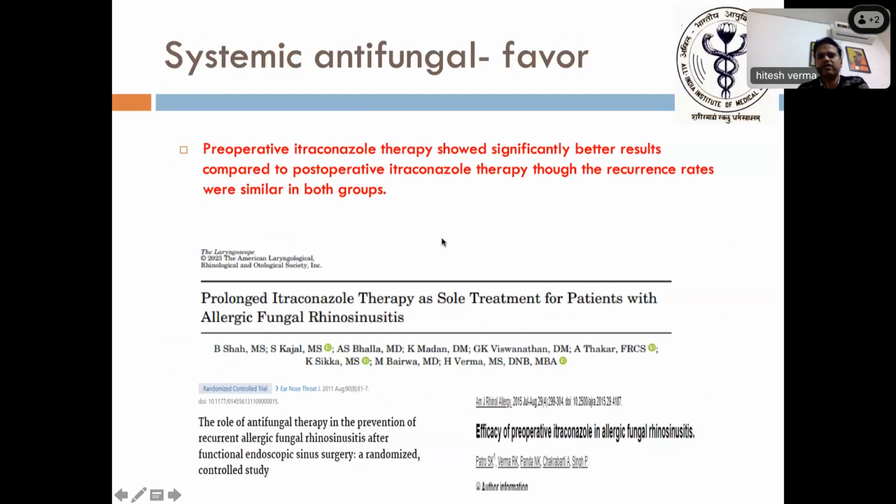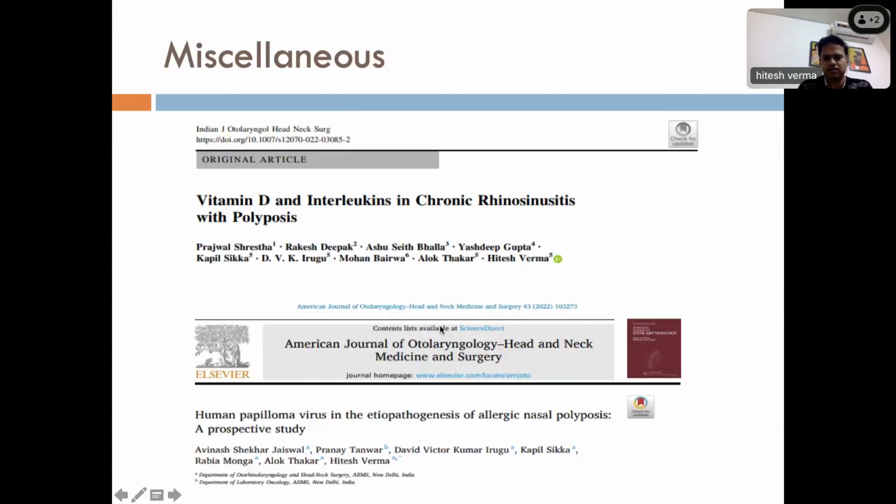Systemic antifungal therapy, as literature shows till now, is used primarily in recalcitrant cases, when other forms of therapy are not effective or are contraindicated. One article published from our institute used itraconazole as sole therapy to treat nasal polyposis, and we found mixed results in this study. Other miscellaneous causes for nasal polyposis formation, like vitamin D deficiency and human papilloma virus, are still in research form.